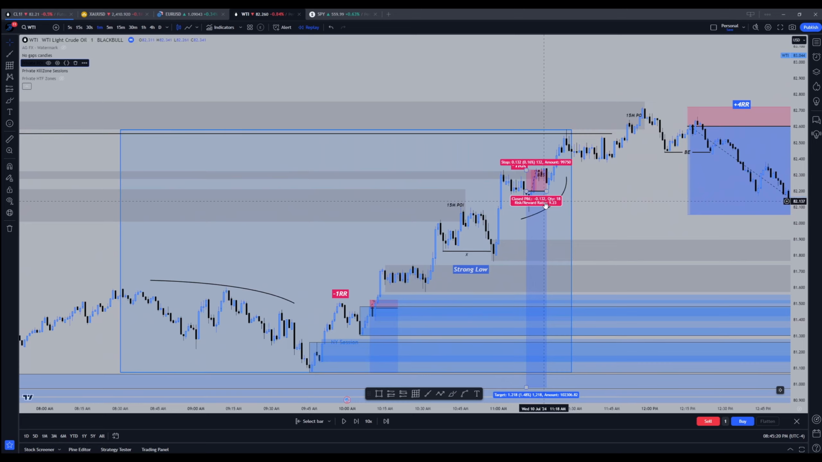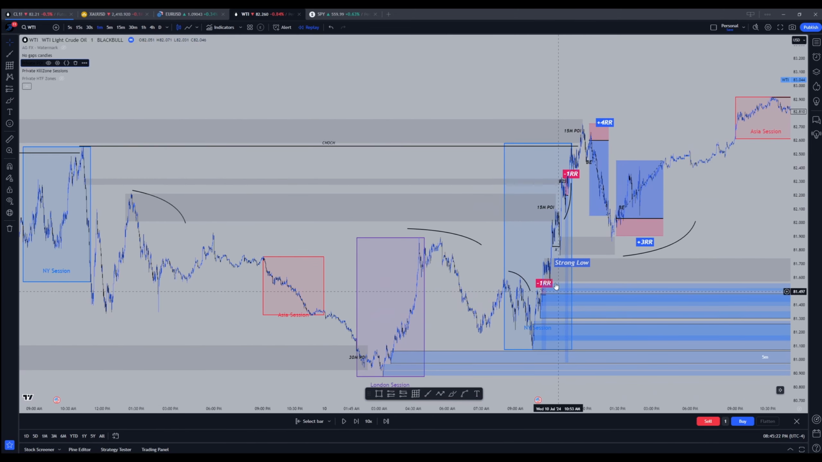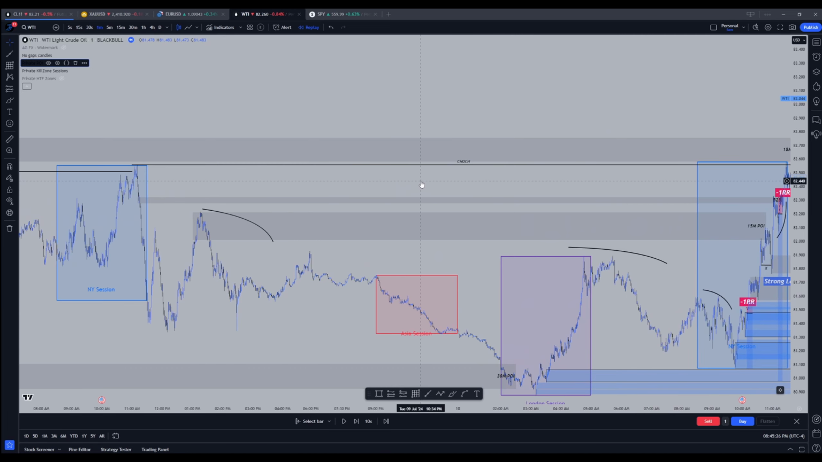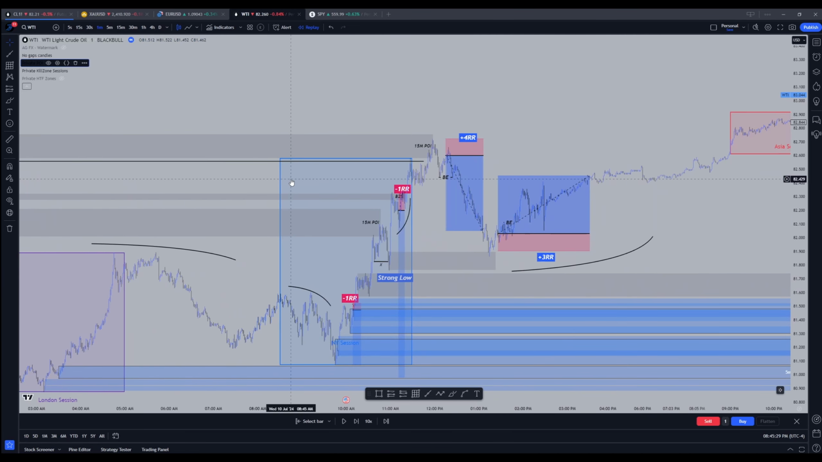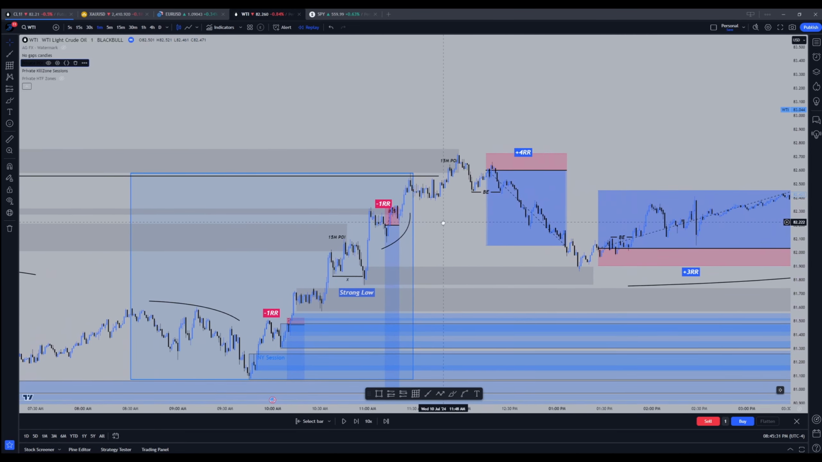I'll say this is more of a valid loss than the previous loss, but it still is not a great setup because it's a flip and not an origin, right? And so then took a loss there.